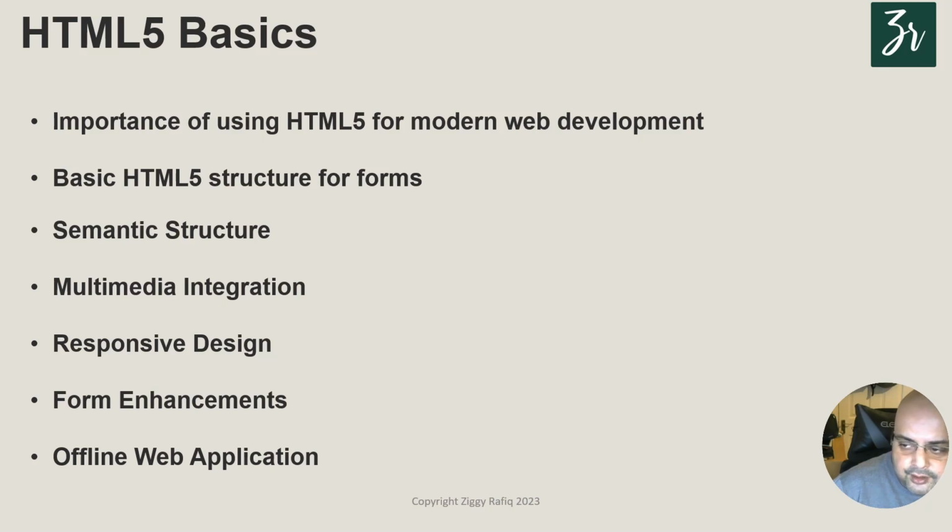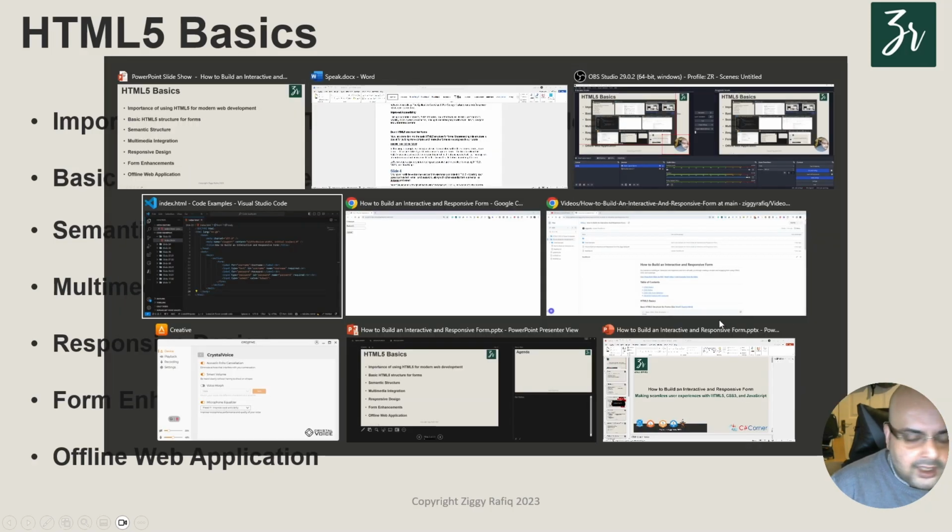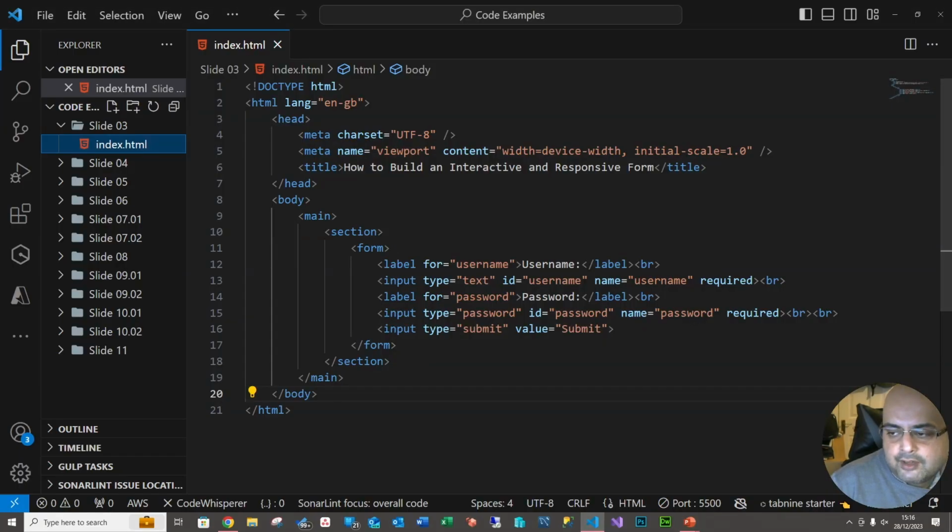The basic structure of an HTML5 form is what we'll be looking through now. If you look at the basic HTML5 form, as you can see here in the code example, it underlines the structure crucial for building more complex and interactive forms. As we progress through our tutorial, we'll be building on this. In this simple example, we have encapsulated our form content with the form tag element, which is here.